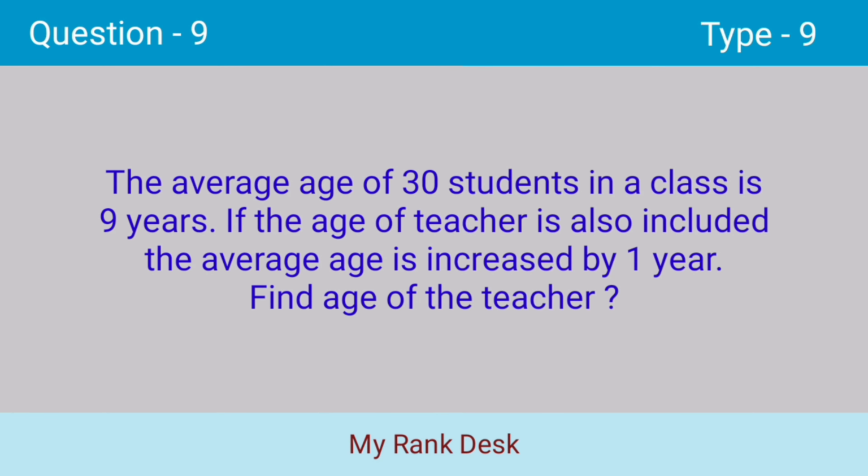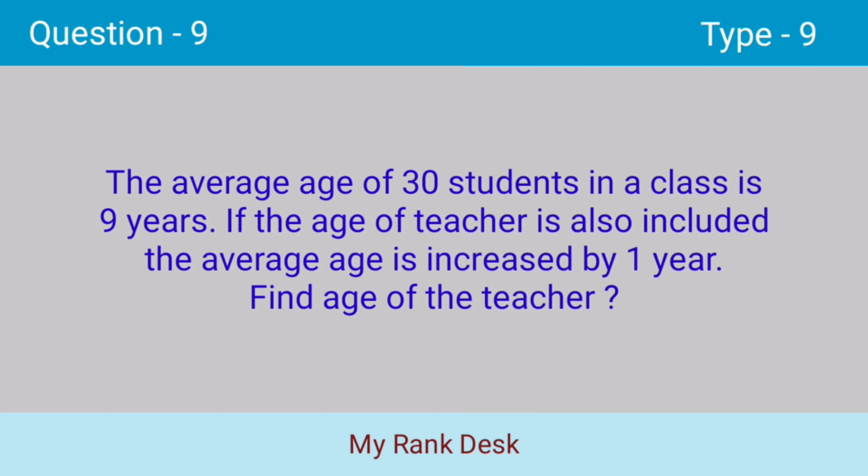The average age of 30 students in a class is 9 years. If the age of the teacher is also included, the average age increases by 1 year. Find the age of the teacher. Let's see how we can find the answer.